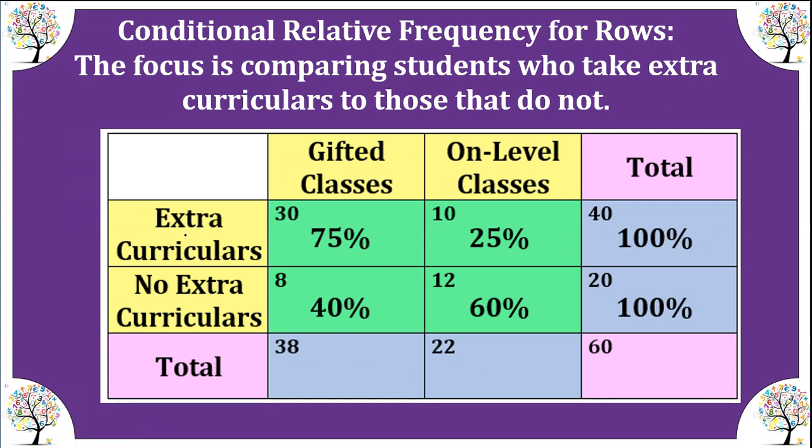Here is the results. This is conditional relative frequency for rows. So you would use this table, for example, if you were asked, of those who are participating in extracurriculars, what percent are in gifted classes? Or you may be asked, of those not in extracurriculars, what percent are in gifted classes? So it's all based on how the question is being asked.